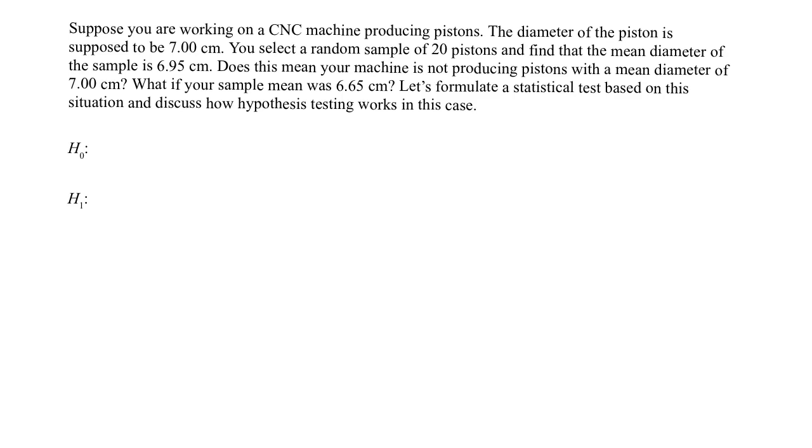So for this example, we suppose we are working on one of these machines producing pistons. The diameter of the piston is supposed to be 7.00 centimeters. You select a random sample of 20 pistons. So you take this random sample, you've got 20 pistons, and find that the mean diameter of the sample is 6.95 centimeters. Does this mean your machine is not producing pistons with a mean diameter of 7.00 centimeters?